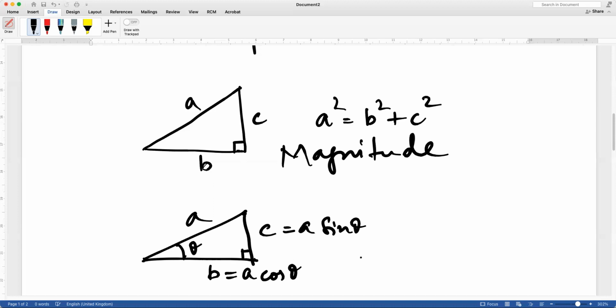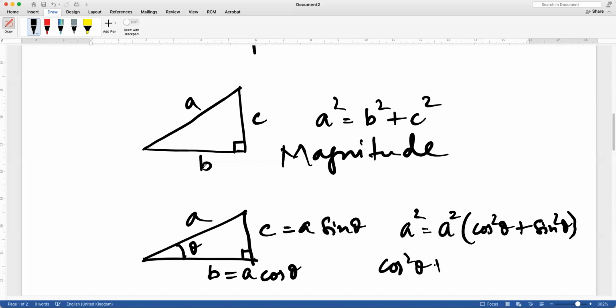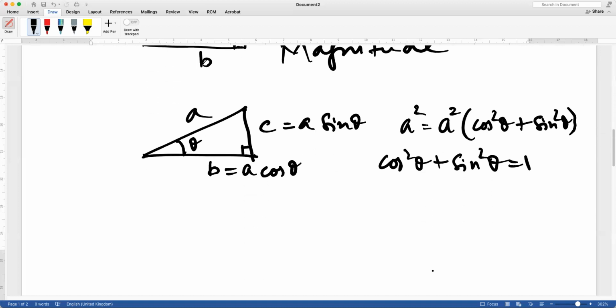If you try to write the Pythagoras for this, A squared is actually equal to A squared, which can be factorized on the other side. So this will be A squared times cos squared theta plus sin squared theta. That makes cos squared theta plus sin squared theta equal to 1. Do you get that? Yes, uncle. So that is another identity which is quite useful for us.